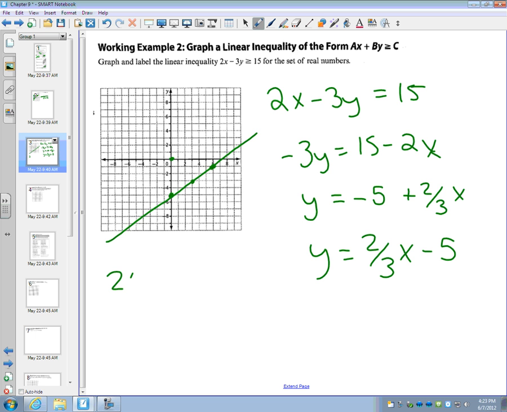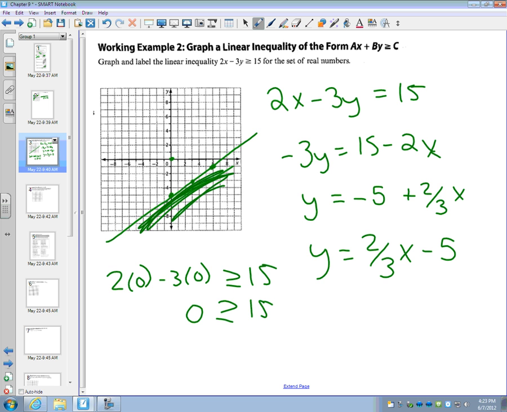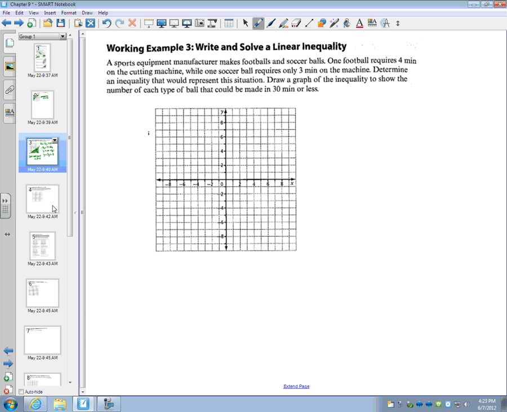Well, is 2 times 0 minus 3 times 0 greater than or equal to 15? Is 0 greater than or equal to 15? It is not. So I am talking about the region below. Okay? One last question to try.